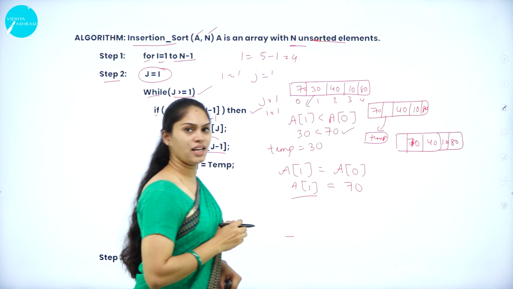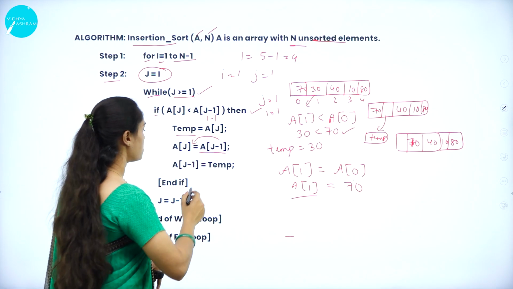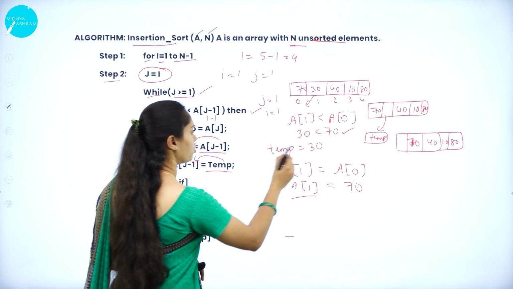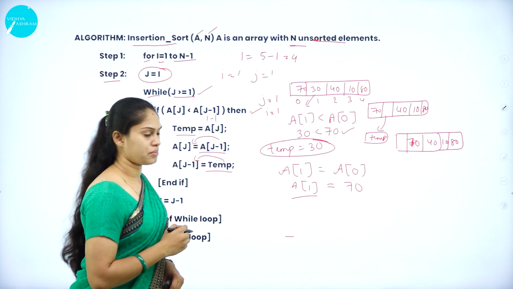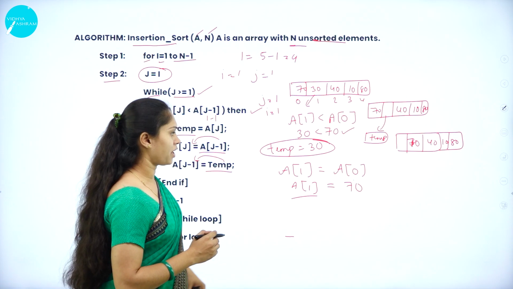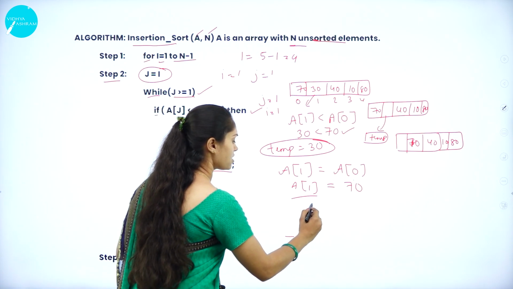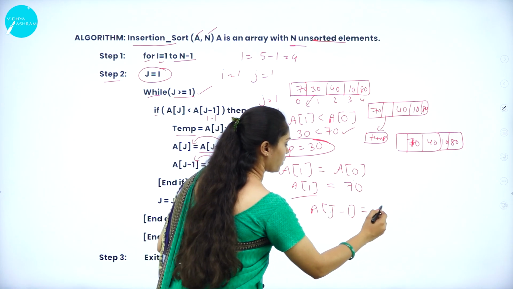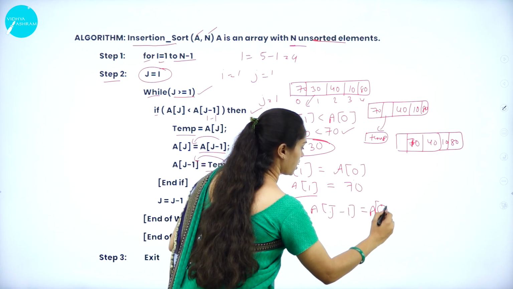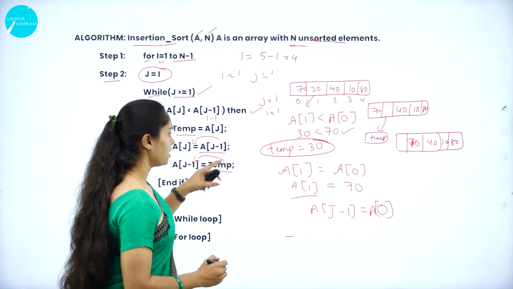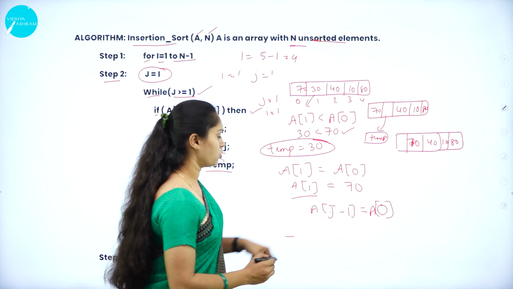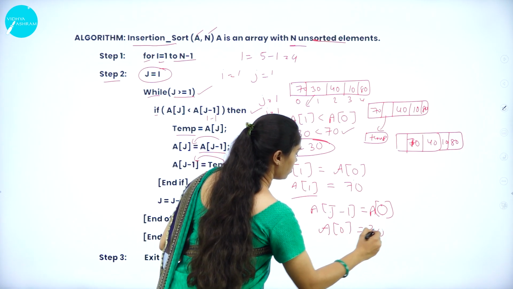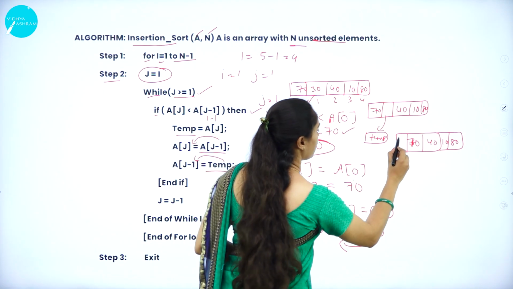So now which is vacant? That is a of 0. So temp will be moved to a of j minus 1. We know that we have 30 in the temp. That will be moved to a of j minus 1. So a of j minus 1 in the sense what? That is 1 minus 1, that is 0, a of 0. What we have in temp, that is 30, will be moved to a of 0. So in a of 0 we have 30 now.